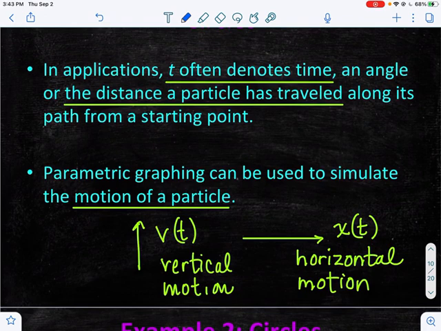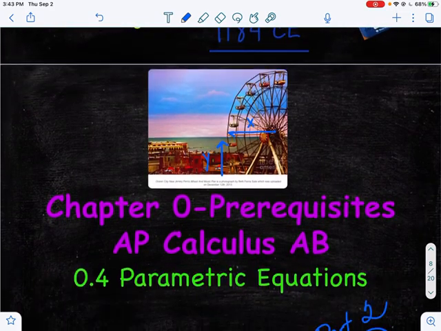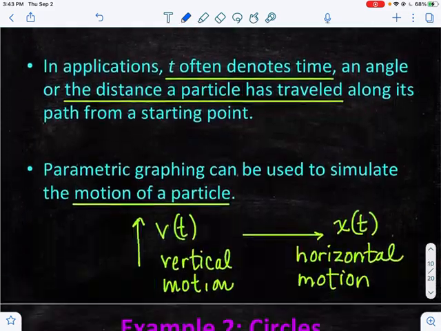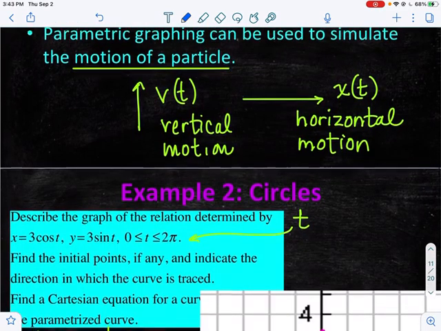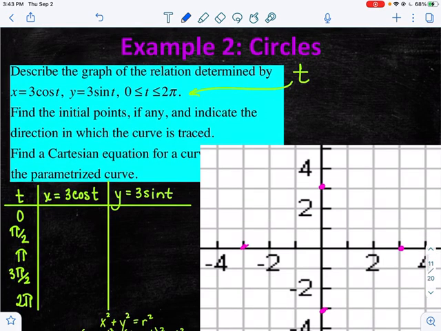Parametric graphing can be used to simulate the motion of a particle, such as the Ferris wheel, where you have vertical motion and horizontal motion as it's moving. So you can picture that each point has a horizontal distance from the center of the Ferris wheel, and it has a vertical distance from the bottom of the Ferris wheel. So that's a really good example to use for parametric equations, describing the graph of a relation determined by trig functions.